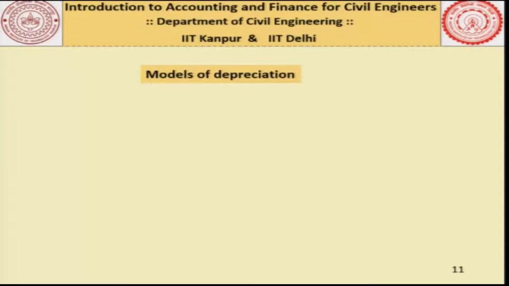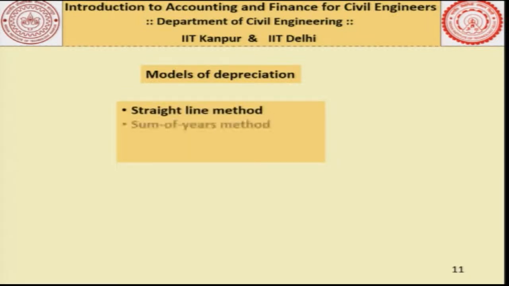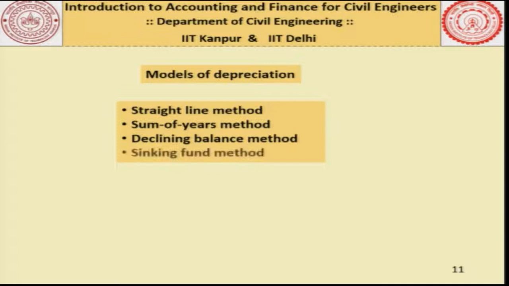Now, let us come to the models which are used as far as depreciation is concerned. The first and the simplest is the straight line method. Then we have what is called the sum of years method, the declining balance method, and the sinking fund method. So, these four methods are what we are going to be talking about in the next few slides.